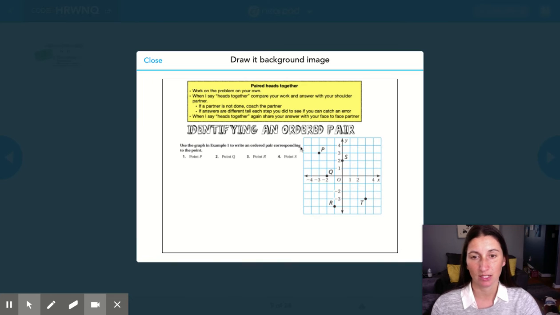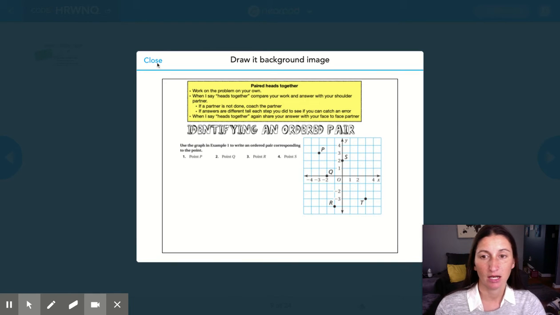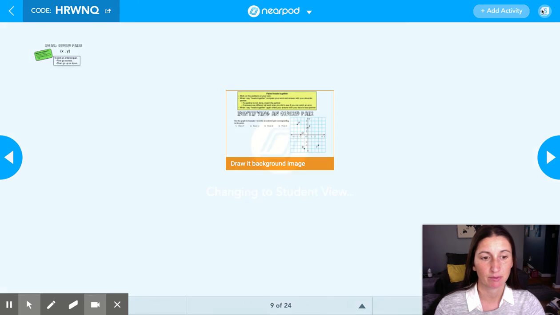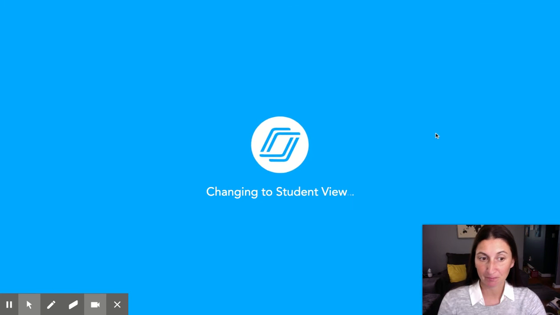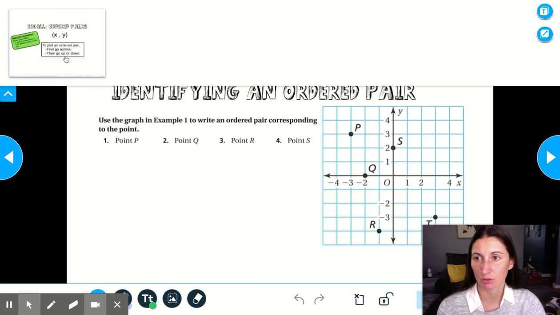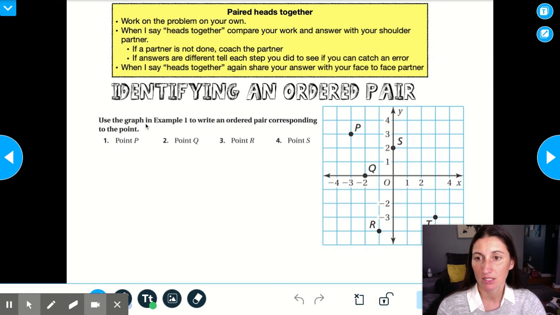Okay, this is one that you could do on your own, but we're going to go into the student activity. In student view, it'll make it a little bit easier for the tools. Again, we first go across, then go up and down. We want to use the graph to write an ordered pair corresponding to the point.